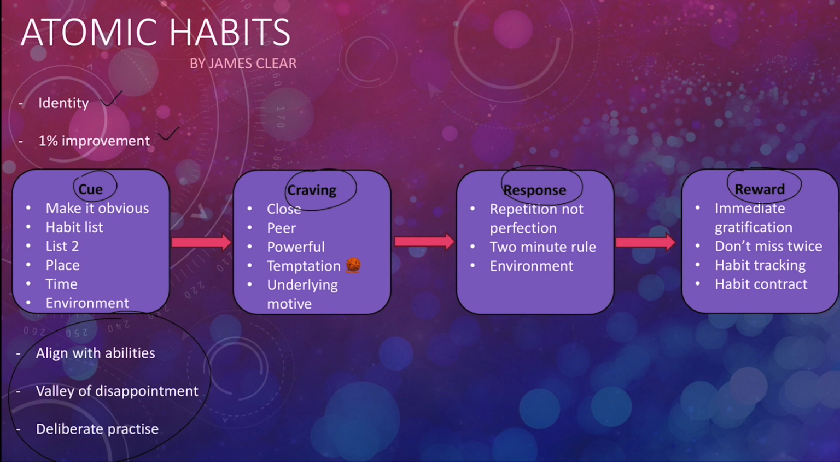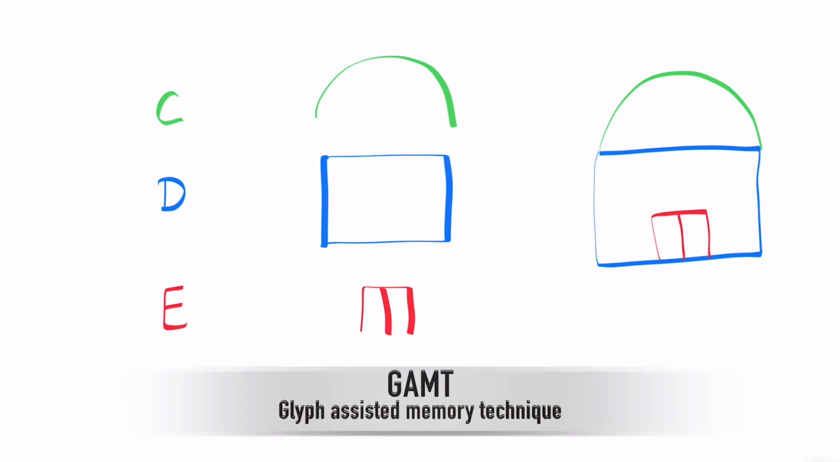Most of the book summaries at this point will start explaining all the concepts, and by the end of the video, you'd have forgotten most of it. We are going to do something different. We're going to use a new memory technique called GAMT. GAMT, or Glyph-Assisted Memory Technique, is a very simple technique.